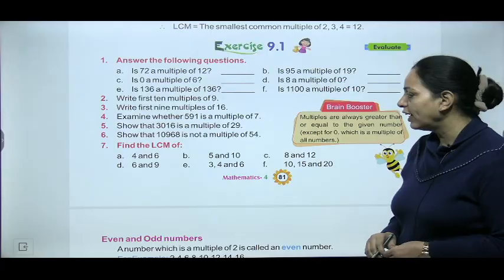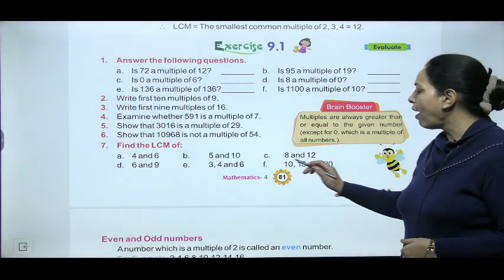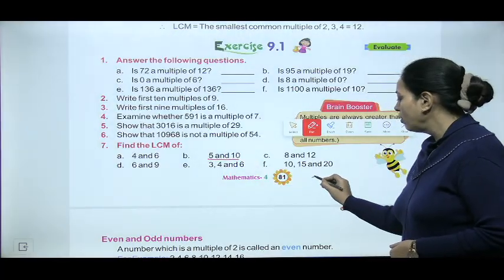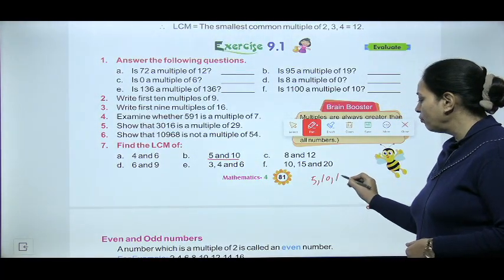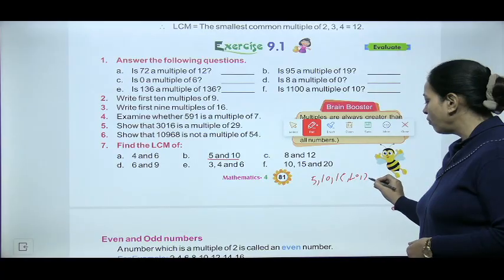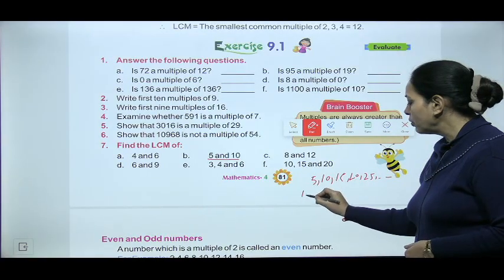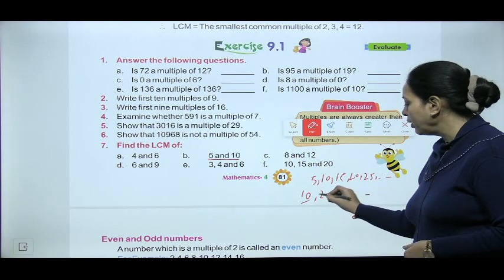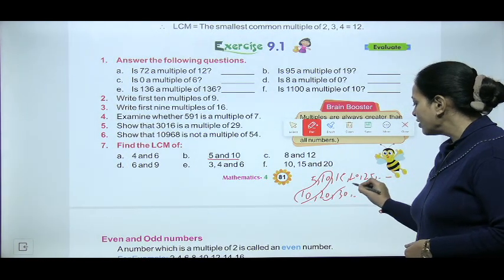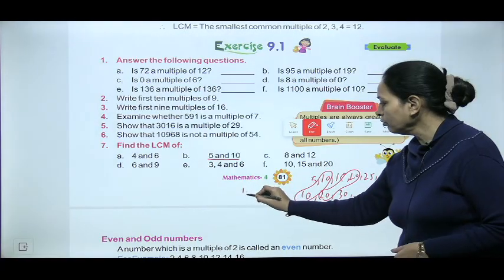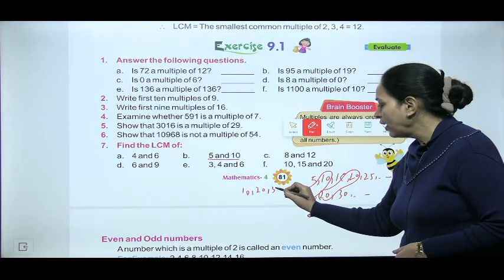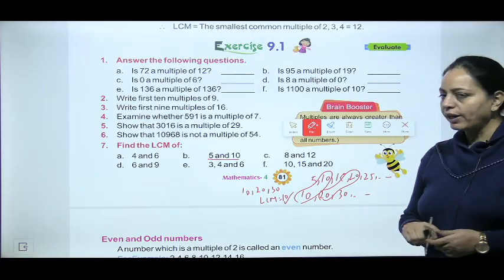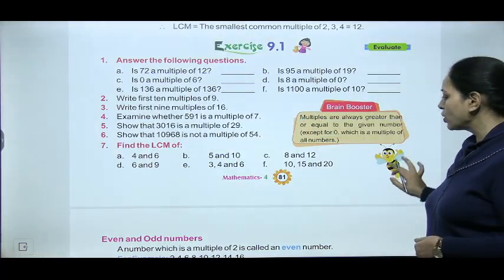Now the 7th, find the LCM of, like B part, 5 and 10. So first find the multiples of 5: 10, 15, 20, 25. Multiples of 10: 10, 20, 30. Now common is 10. Then next is 20. So what is the LCM? LCM is 10. Right? So I hope the remaining parts you can try.